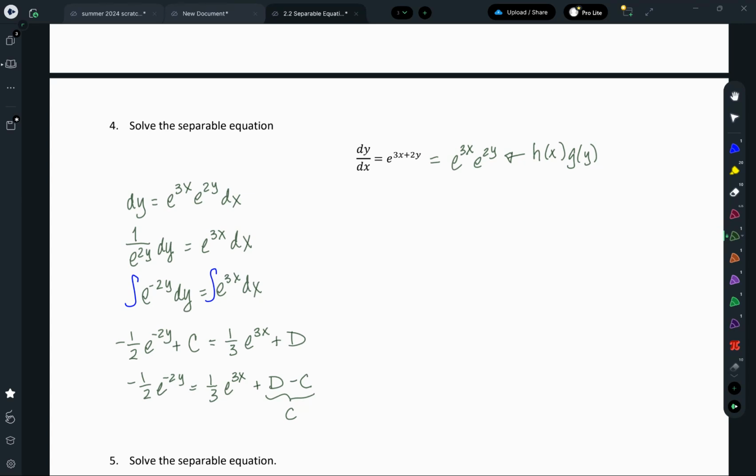And so we can save time with each of these problems by simply putting a plus c on the right-hand side. When we integrate both sides, we just put 1 plus c on the right-hand side.